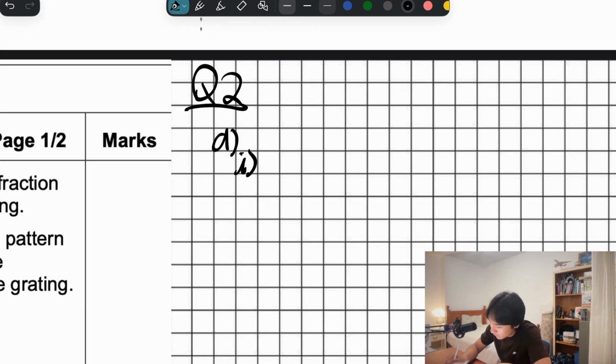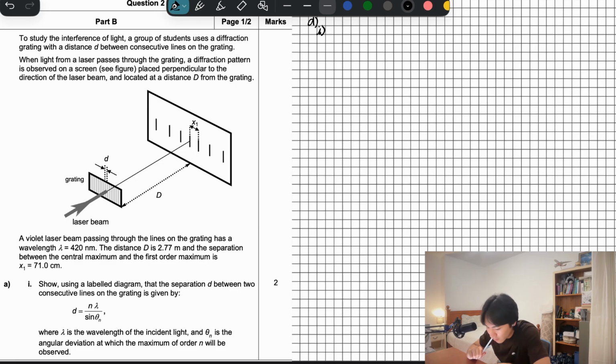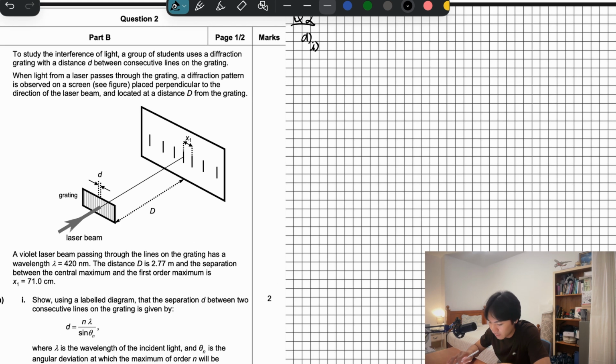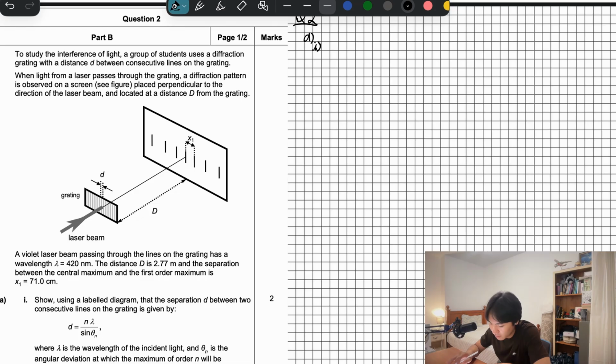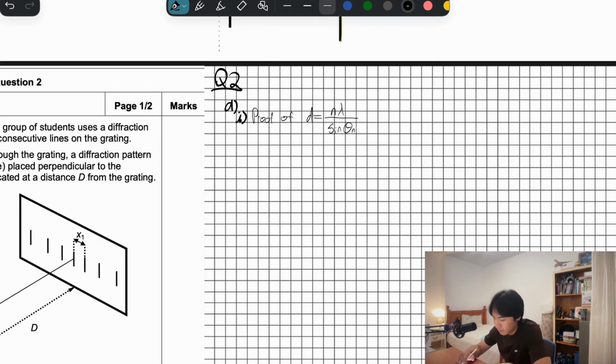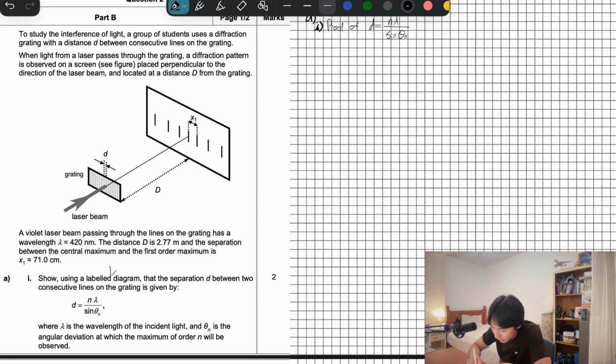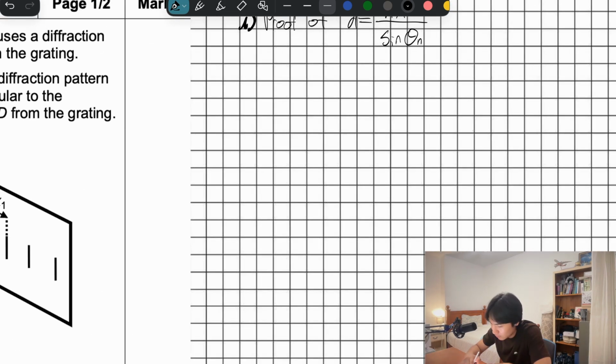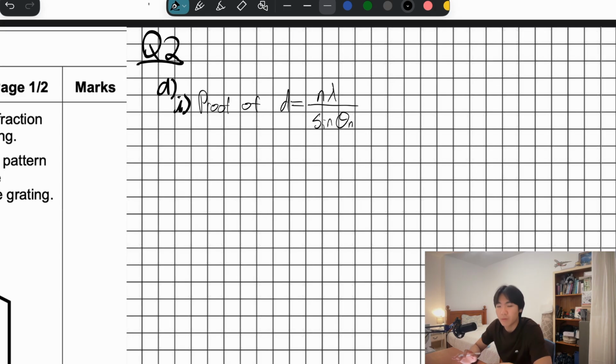Okay, what is it asking for? Show using a labeled diagram that the separation d between the two consecutive lines on the grating is given by d = nλ / sin θn. So we should say proof of d = nλ / sin θn. It's asking for a labeled diagram. So if you remember how we did it before, we're going to just do it the exact same way.